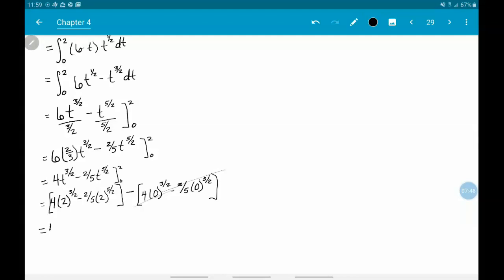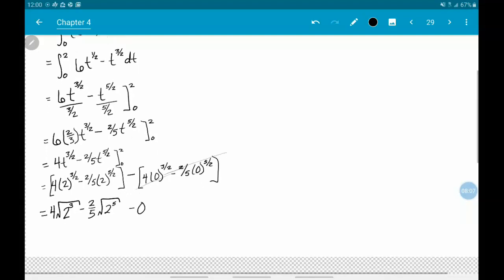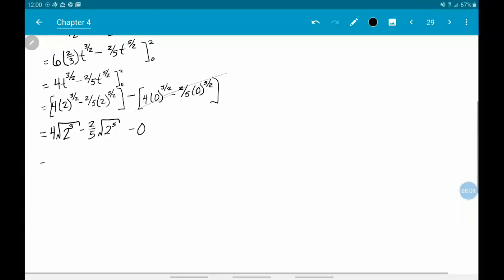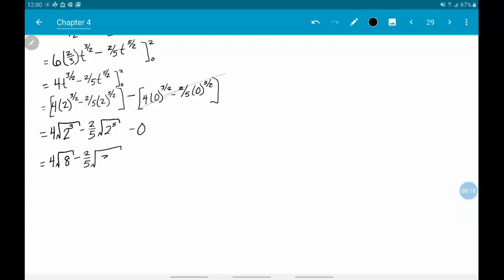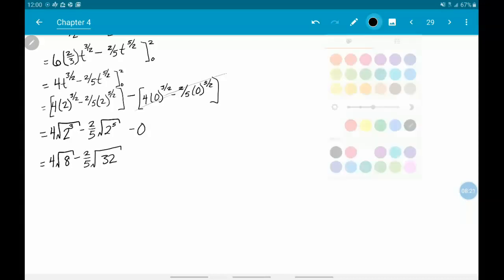So this is 4 times, this ends up being the square root of 2 cubed minus 2/5, and this is going to be the square root of 2 to the 5th. And remember, this guy's 0, so there's really a minus 0 there. So 2 cubed is 8. 2 to the 5th is 32. So we need to break those down.